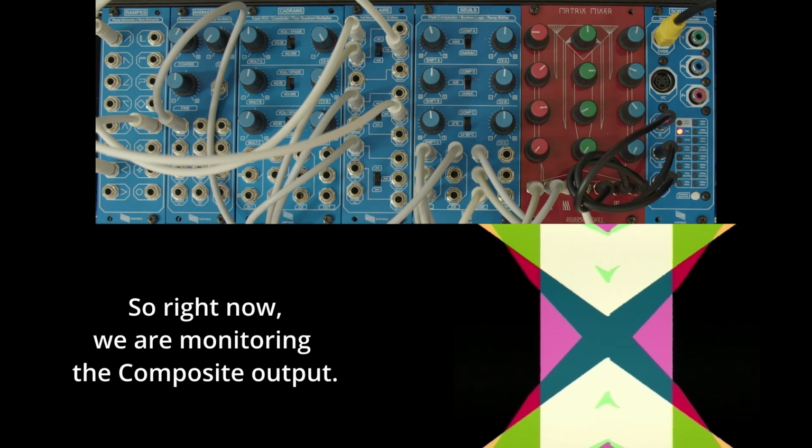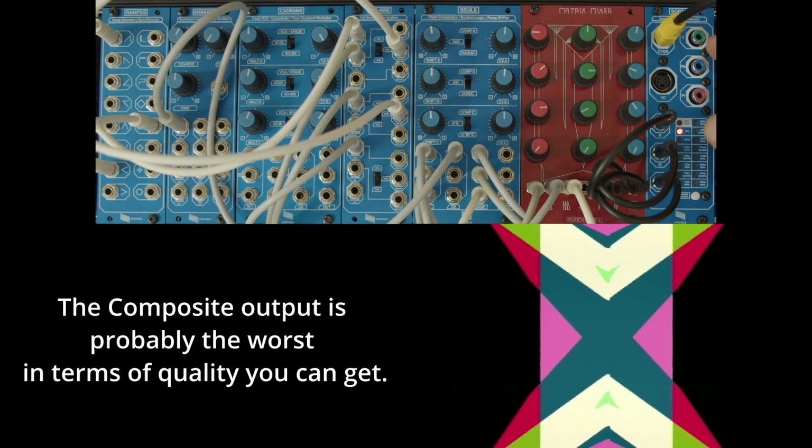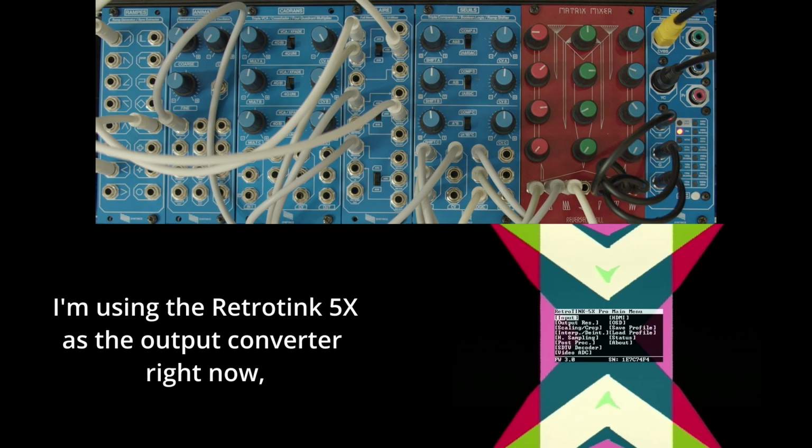So right now we're monitoring the composite output. The composite output is probably the worst in terms of quality you can get. We can compare it with the S-video. I'm using the Retroting 5X as an output converter right now, as it supports composite, S-video, and component.